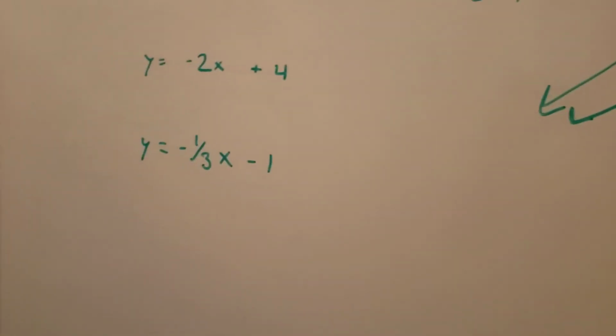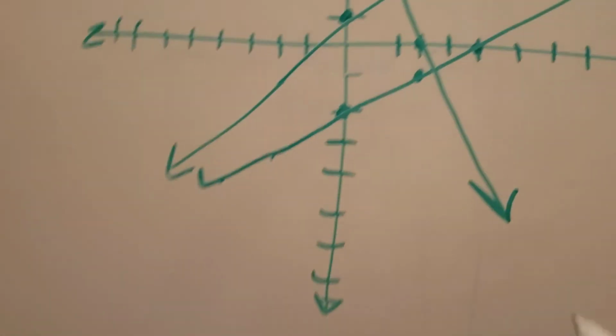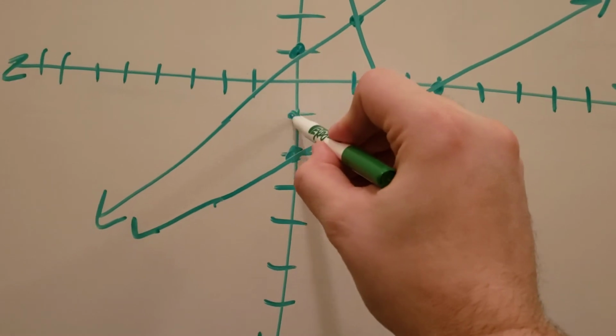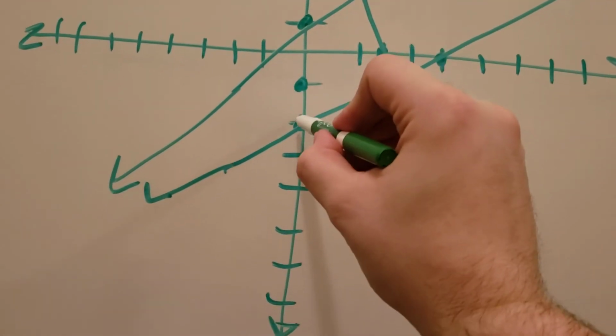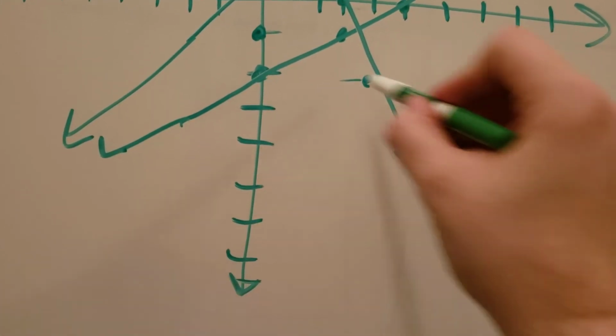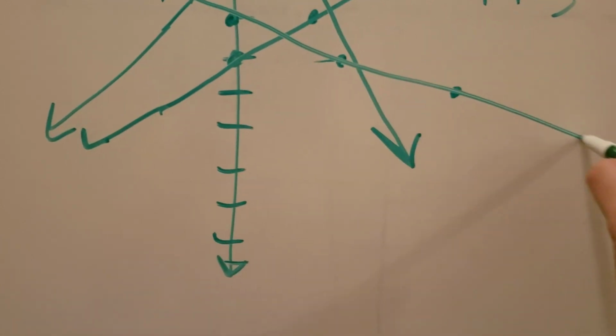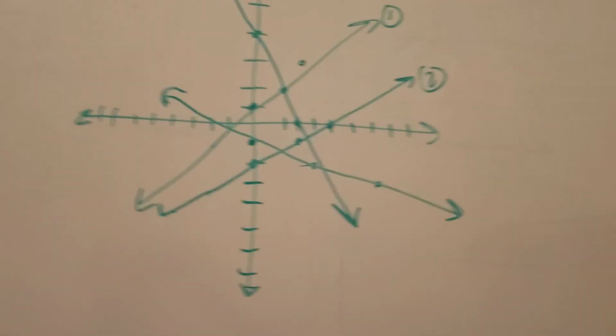Awesome. Let's do our last equation here. We've got y equals negative 1/3 x minus 1. So our y-intercept is that negative 1 right there. And we're going to go down 1 over 3. Down 1 over 3. Awesome. So now we've got all four of our equations graphed on there.